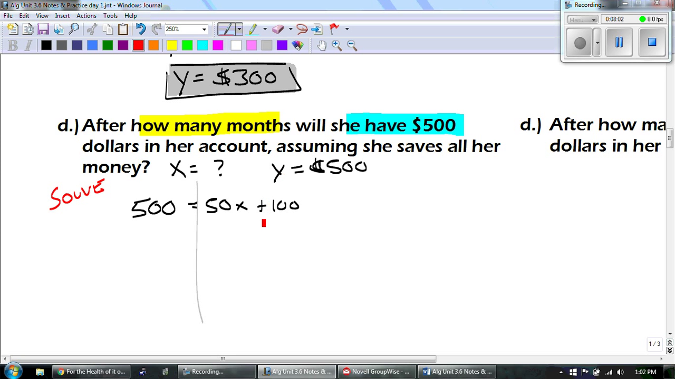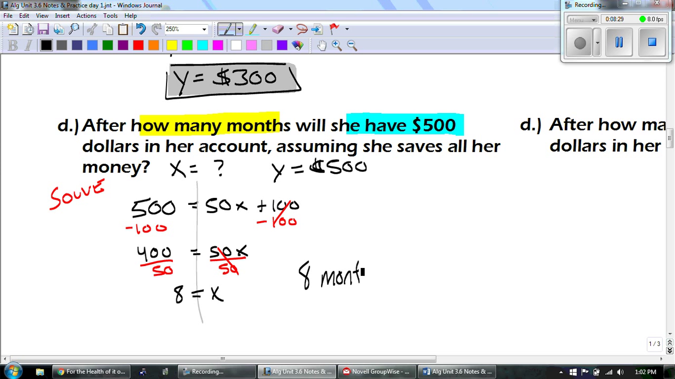When we solve, we follow the rules of SADMAP. So I'm going to subtract the 100. 500 minus 100 is 400. And then we need to divide both sides by 50. 400 divided by 50, we get that 8 equals x. And we just have to make sure to label our answer. No naked numbers, as Ms. Carranza has been saying. Okay?